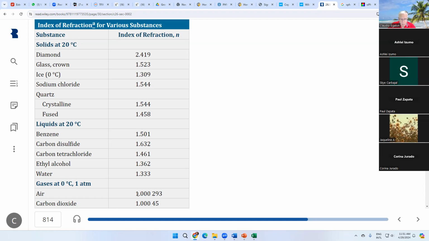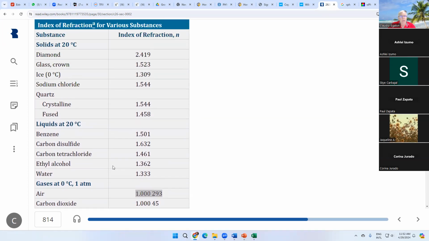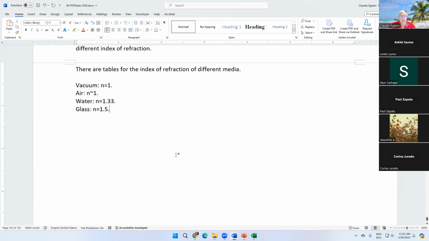Air: remember that I told you air has a refractive index very close to 1? Look at those decimal places. Gases in general have a refractive index very close to 1. Air is a mixture of nitrogen and oxygen. Pure carbon dioxide has this refractive index, pure oxygen has this one, hydrogen, and so on. But what I want you to memorize are those four here. Can you do that?